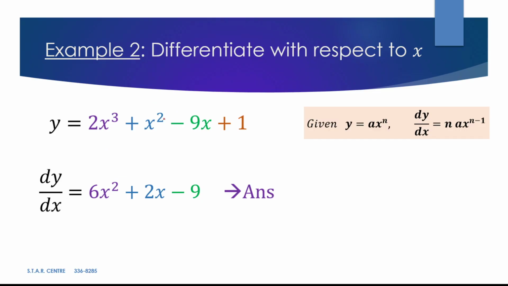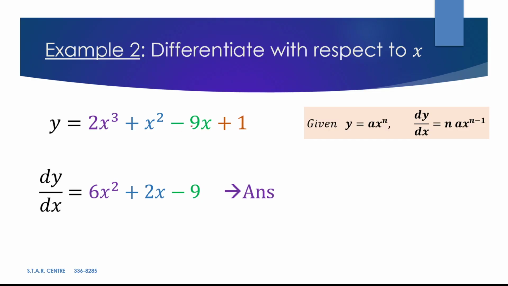For the x squared term, the 2 comes to the front and it's multiplied by a. In this case, a is 1. So 2 multiplied by 1 is just 2. And I'm subtracting 1 from the power. 2 minus 1 is just 1. So the answer is 2x to the power of 1 for this part, which is the same as just 2x.